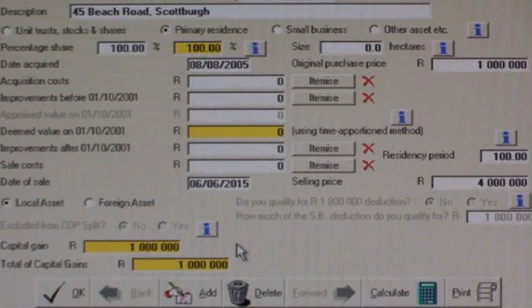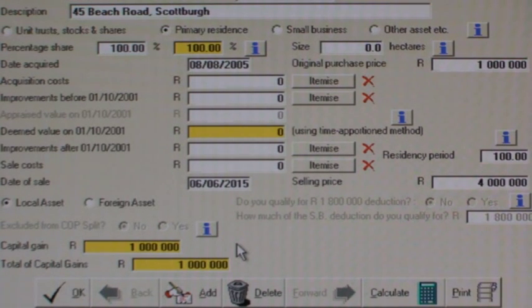We can immediately see that the amount going towards capital gains tax has dropped from 3 million to 1 million. This of course is because the profit on a primary residence sale qualifies for a 2 million Rand exemption. If it is sold for less than 2 million Rand, then capital gains tax does not apply at all, and this is an important thing to remember.